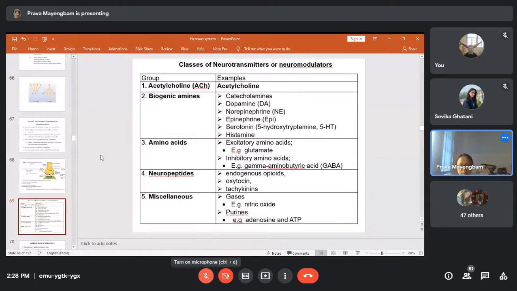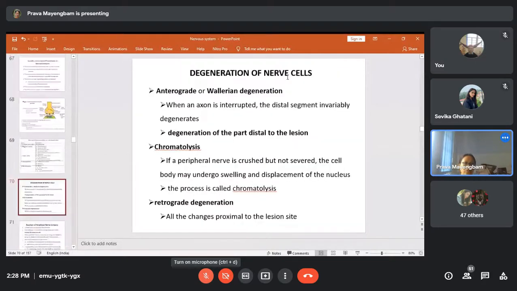That is degeneration of nerve cells. Okay, there are 2 terms. One is degeneration of nerve cells, another is the regeneration of nerve cells. Okay, so how the nerve cells get degenerated means how they are destroyed or how they become degenerated. Okay, and how they can be regenerated.